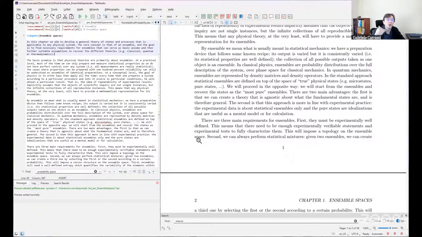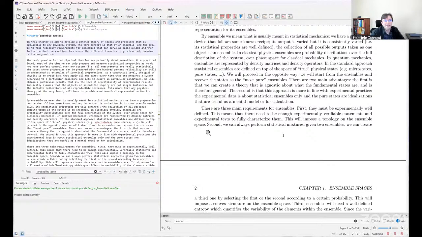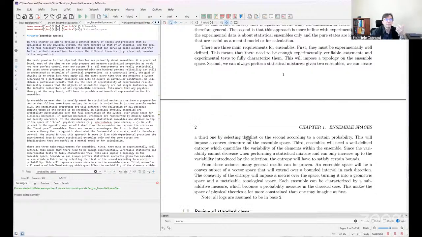And this is what we looked at last time, that we already have a well-developed theory that links experimental verifiability to the notion of a topology, such that the topology in physics is actually there to characterize experimental verifiability. Second, we can always perform a statistical mixture. Given two ensembles, we can create a third by selecting the first or the second according to a certain probability. This will impose a convex structure on the ensemble space.